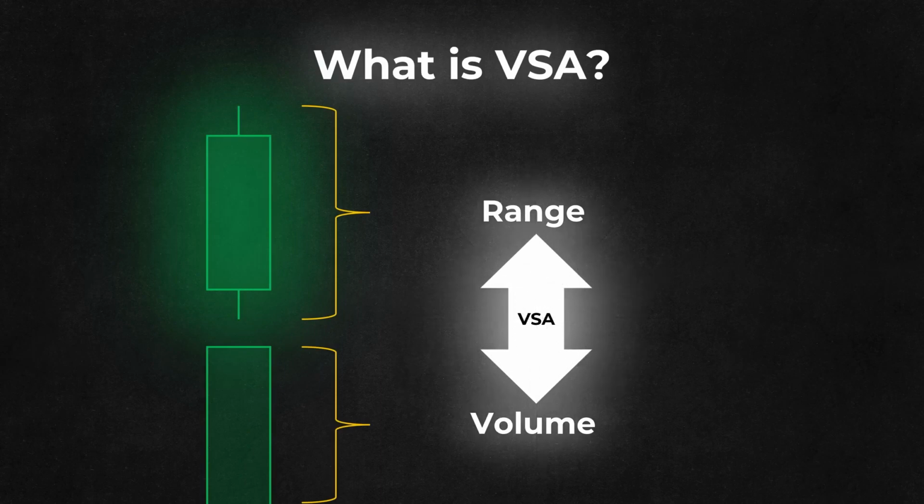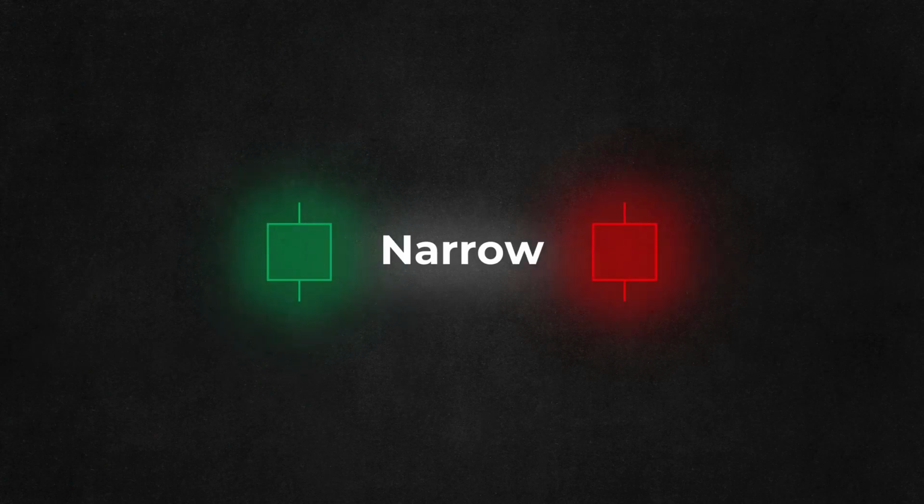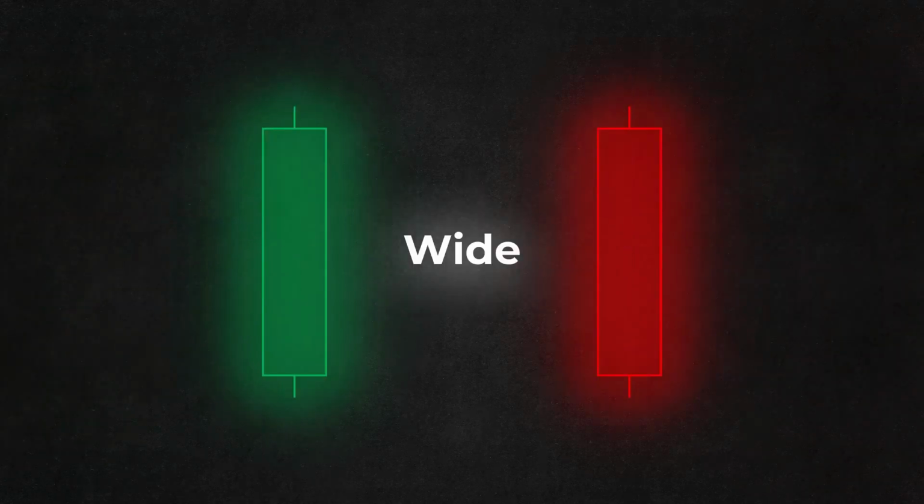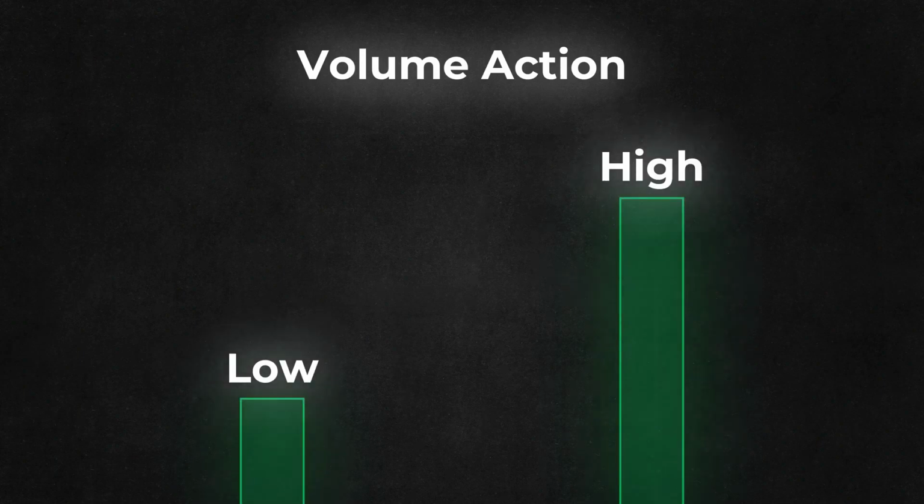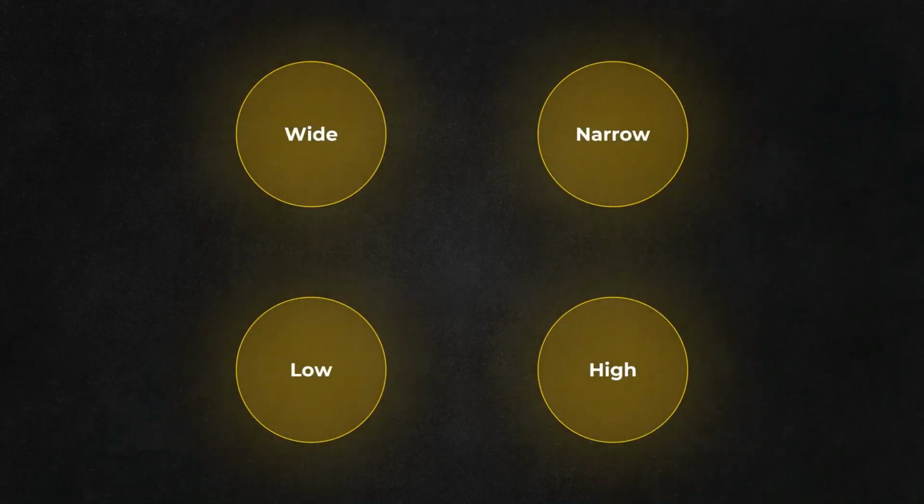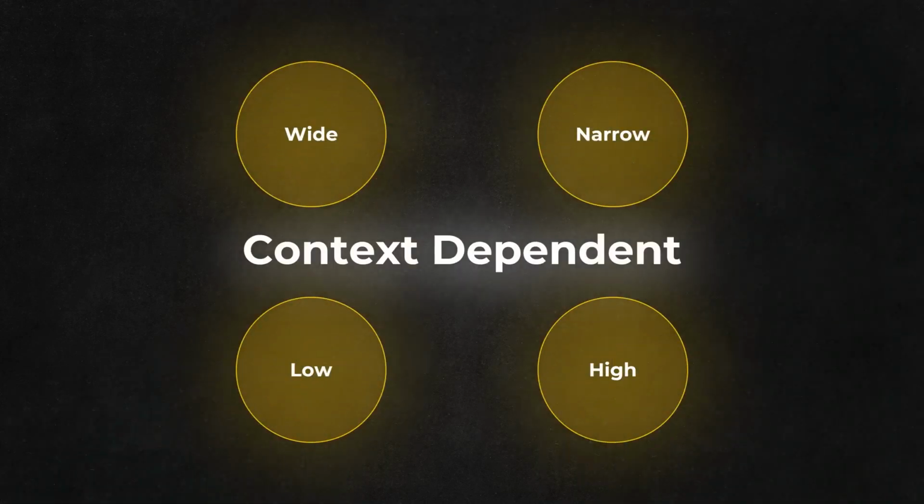The candle range can have two main forms. Candles can be narrow, like we can see in this illustration, or they can be wide, as we can see in this other illustration. Volume action, which is analyzed in the simple volume histogram in this case, also has two main forms. There is low volume and high volume. This classification of narrow, wide, low, and high depends on the context of what's happening around the candle being analyzed.